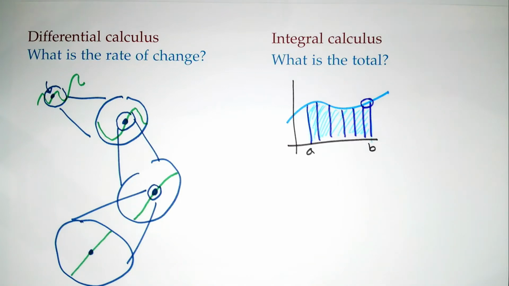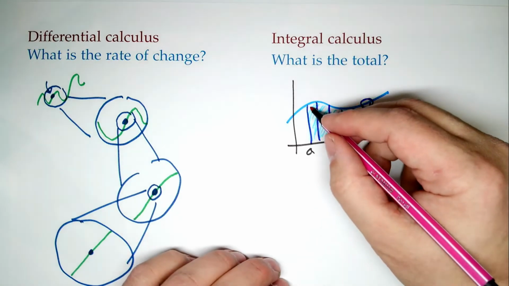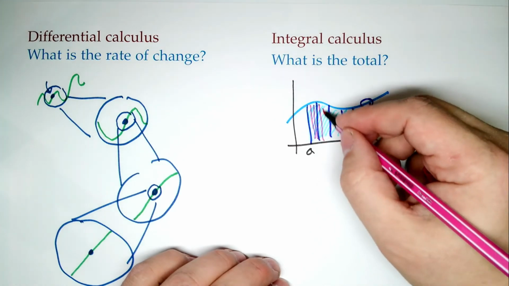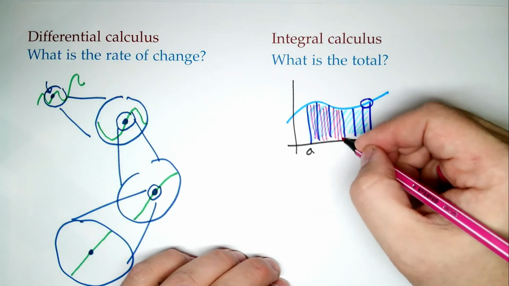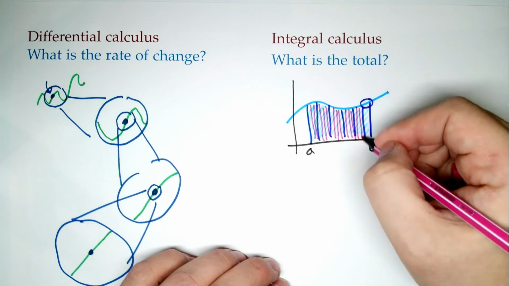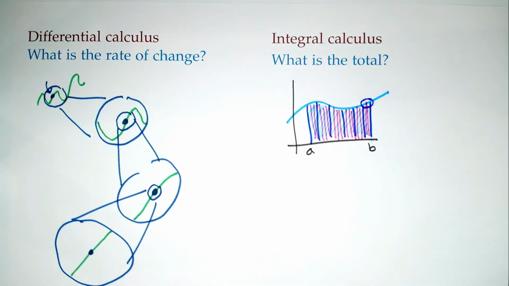But how can I do better? Yeah, smaller rectangles, better approximation. So in general, there's this idea in calculus that says, look, as you get smaller, approximations get better. It happened in both cases.